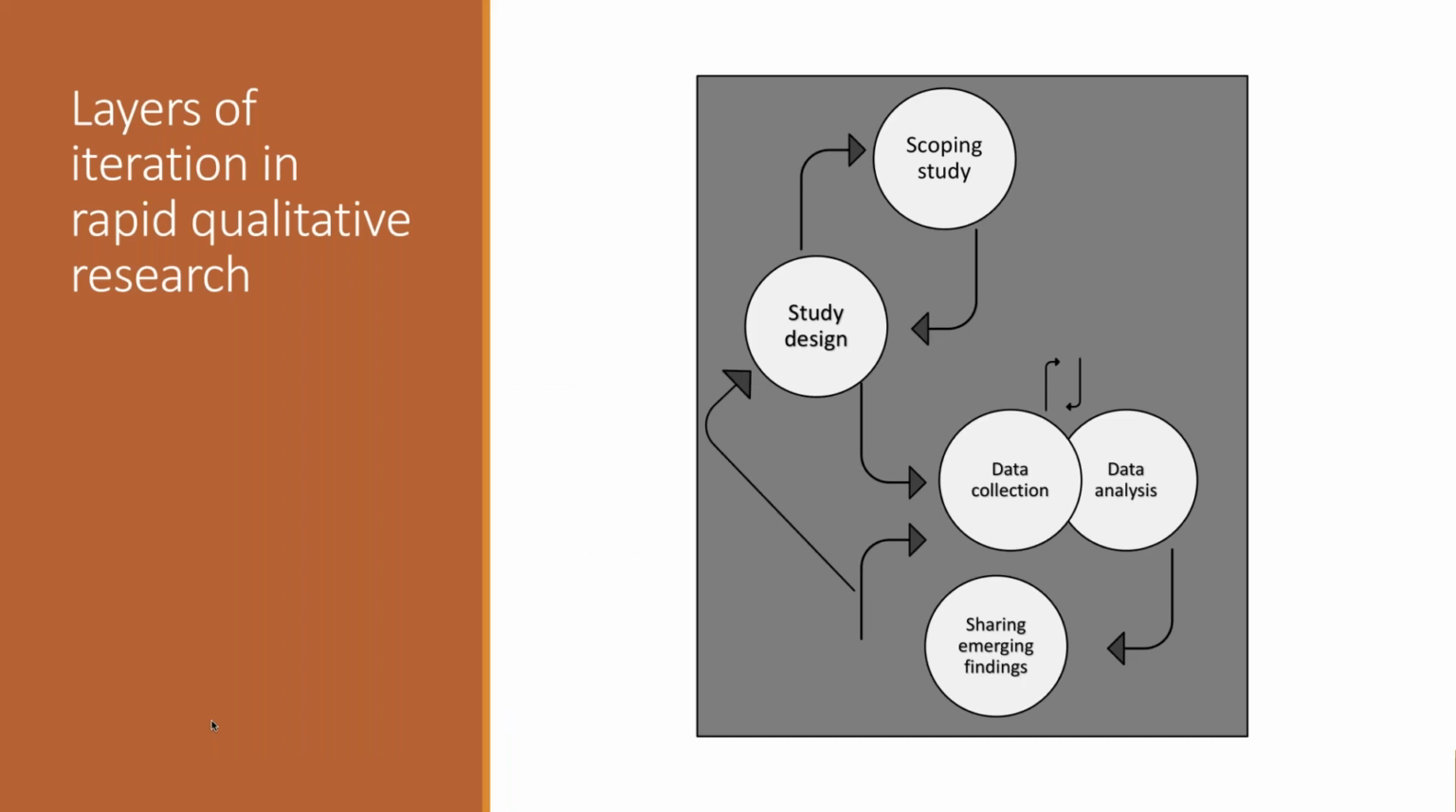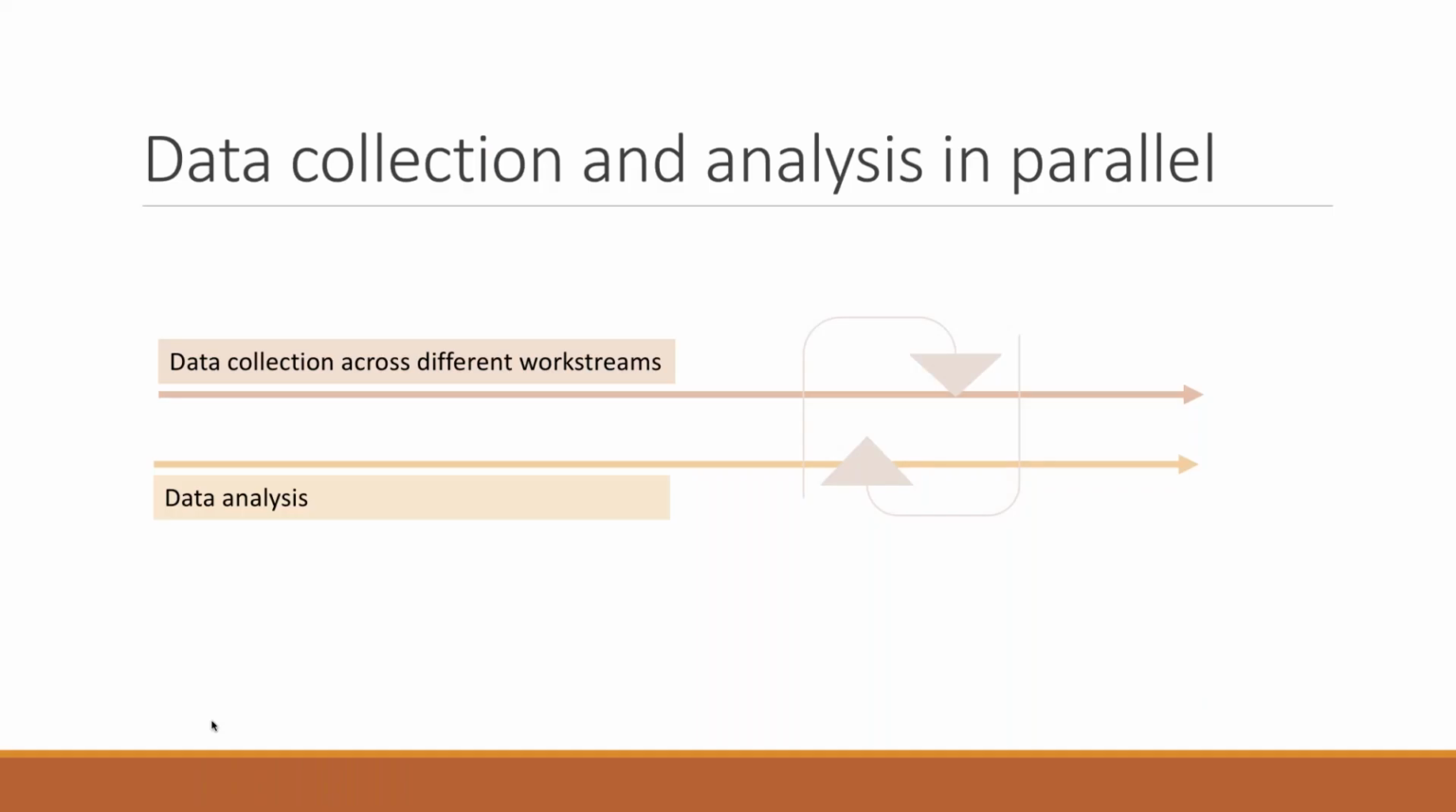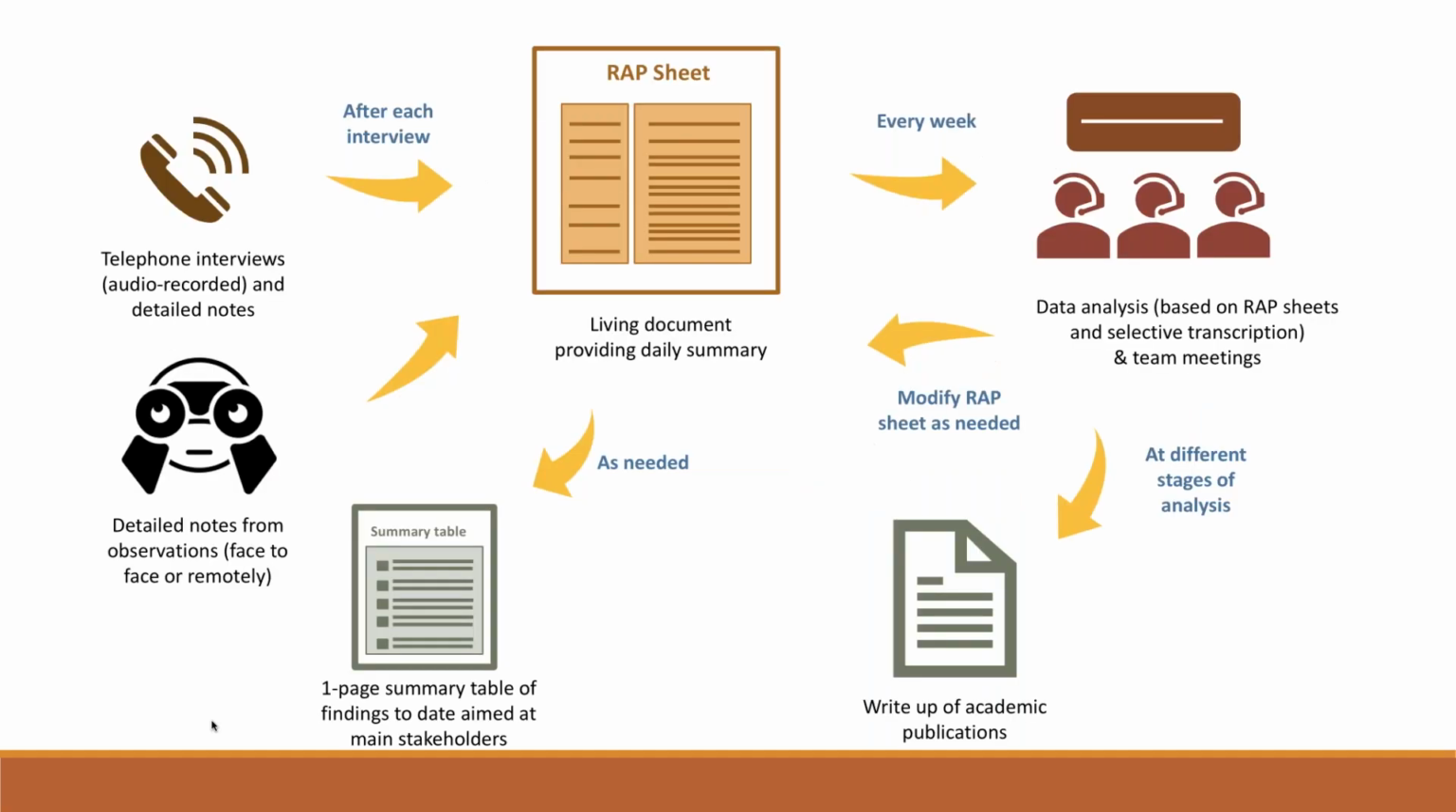So we've done that. We've done the scoping study, we've agreed the study design, and now we're ready to begin with our data collection and data analysis phases. And like I mentioned before, these are carried out in parallel quite often in rapid qualitative research and inform each other, right? Here I've outlined just one approach that we take quite frequently, and I thought it would be helpful to give you a visual of how you actually do that. How do you carry out data collection and analysis in parallel in this way? And how do you use those two stages then to share those emerging findings?